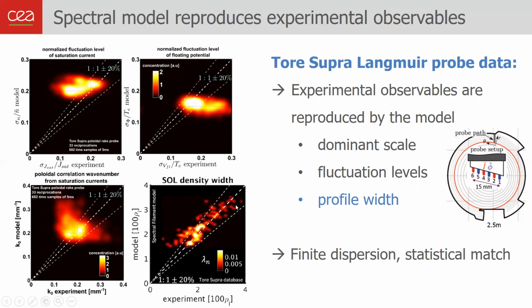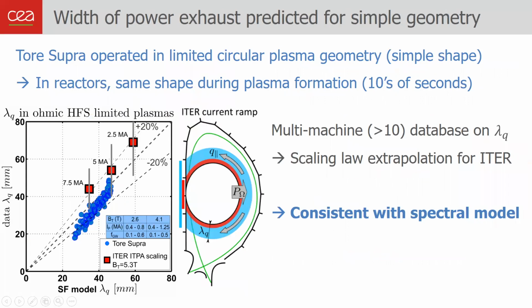Now, for what interests us in terms of power exhaust, an important point is that the model is able to capture quantitatively the width of the plasma boundary, quantitatively over a certain range. So that was for TORPEX, and for simple geometries.